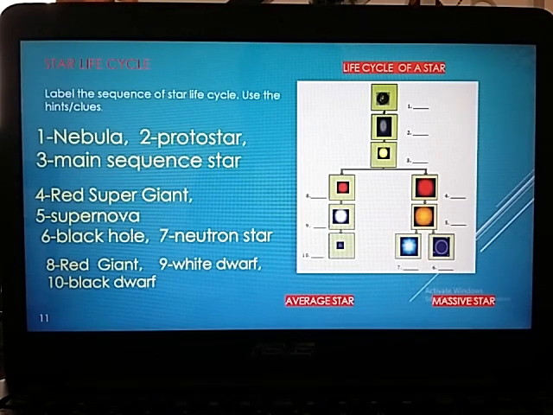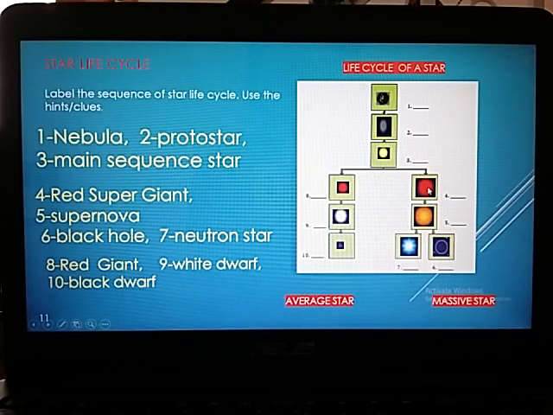So, gaano ba kalaki ang main sequence star na ito? Some main sequence stars are big. If big siya or more mass, pupunta siya sa right side. If hindi siya masyadong malaki, pupunta siya sa left side. So, the main sequence stars is here. Siya yung pinaka-active star in all of this.